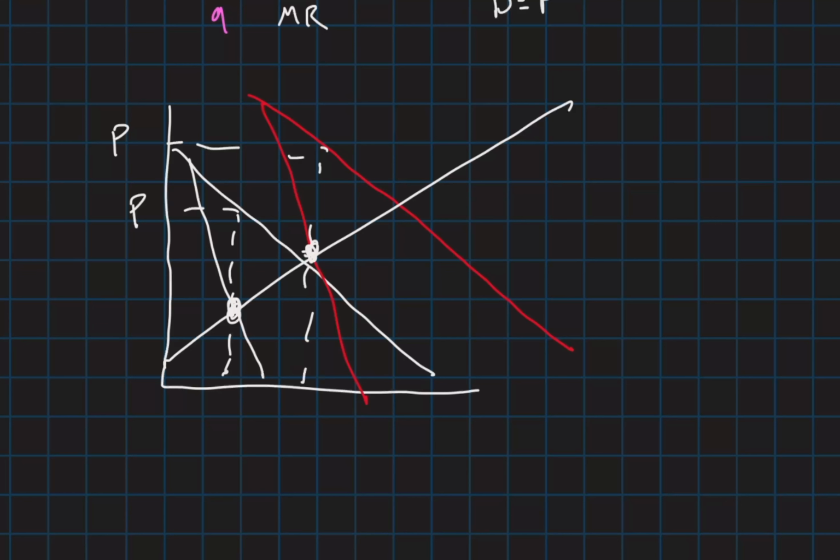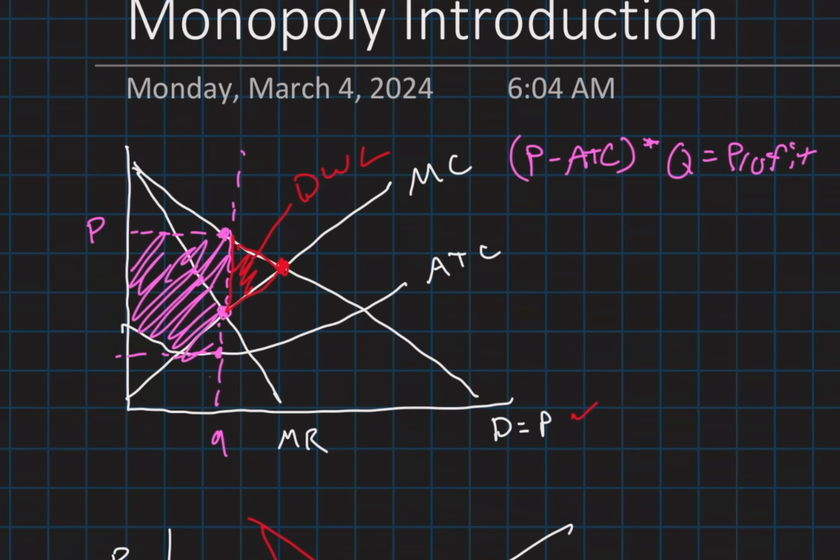Use that tree that I showed, and then understand market shocks, and also where profit, deadweight loss, price, and quantity are. And that should give you a good foundation for how to approach monopolies.